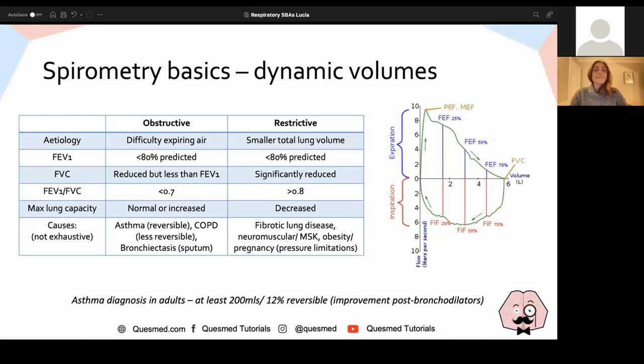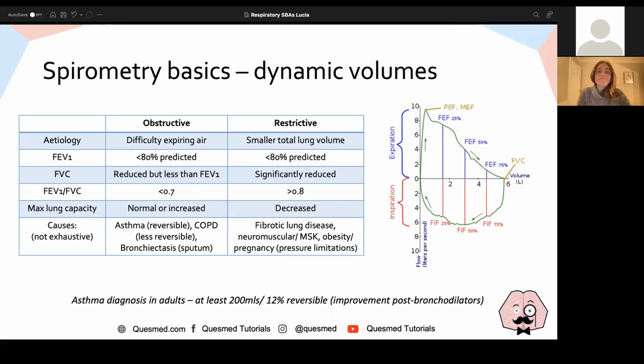So what you'll see when patients do spirometry is, on the right, a flow volume loop, which shows you the inspiration phase and the expiration phase of breathing. Now, when we talk about asthma, we're talking about an obstructive process. So the left-hand side of this table is really most useful. And obviously the etiology of obstruction is that you can't really get air in or out as easily. So your FEV1 will usually be less than 80% of what's predicted.